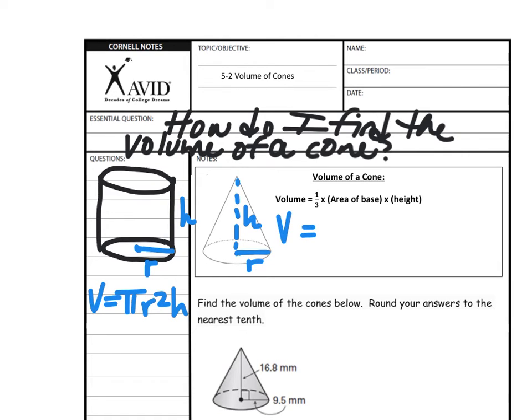The volume of a cone is 1/3 the area of the base. What shape is the base? Circle. It's a circle. And so the area of the base is still going to be pi r squared. And the height is still just h. So pi r squared times the height.